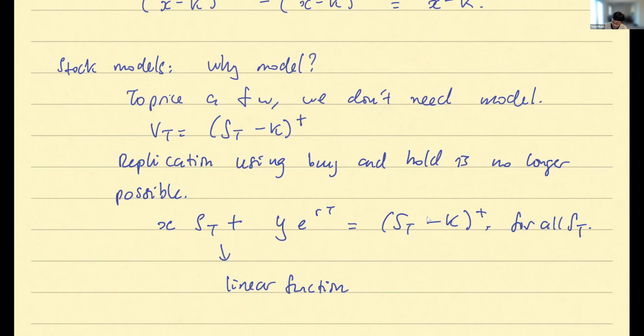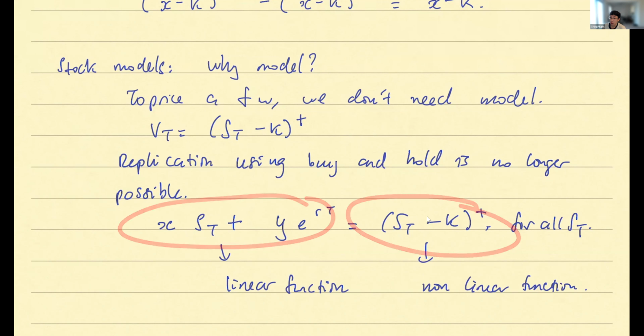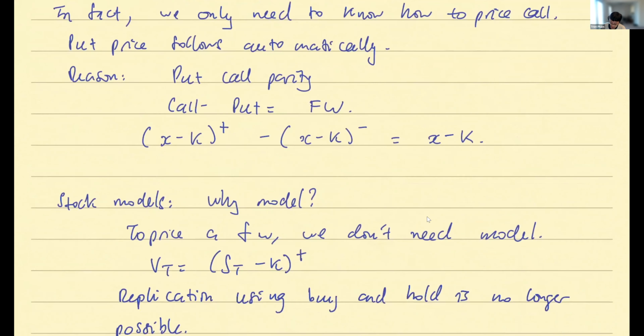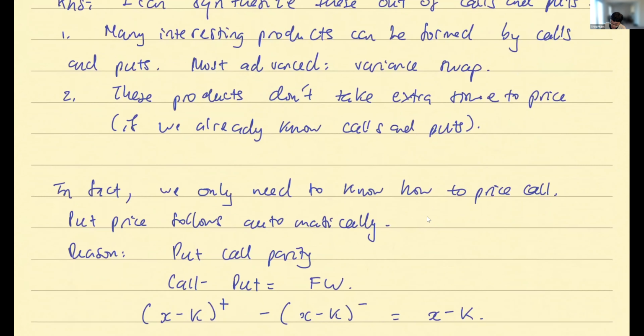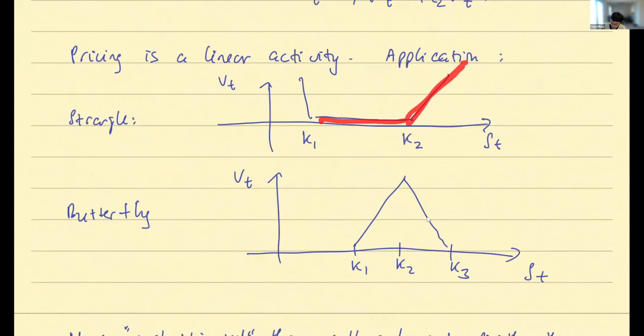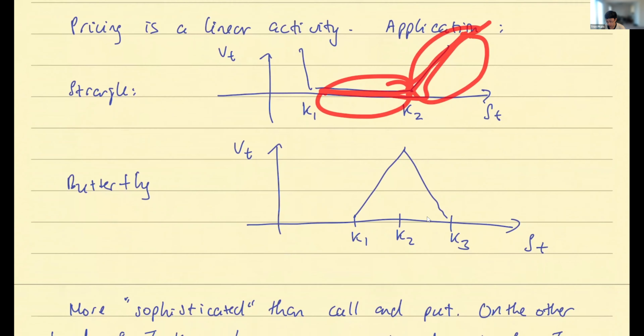On the other hand, this is a non-linear function of S. So there's no way under the sky that you can match this and this. Now, I just want to quickly say it's non-linear because of that. This part is linear, this part is linear, but if you mash them together, it's non-linear.